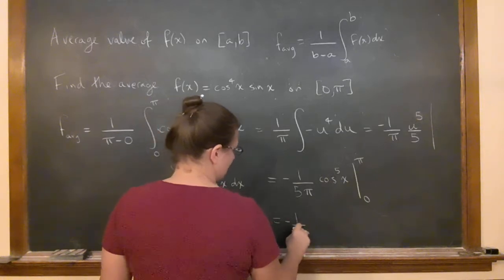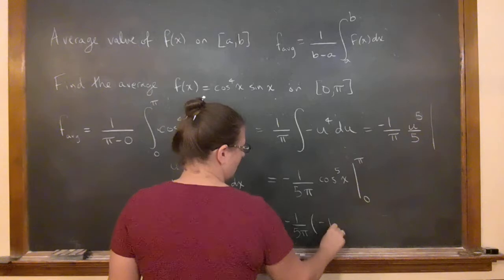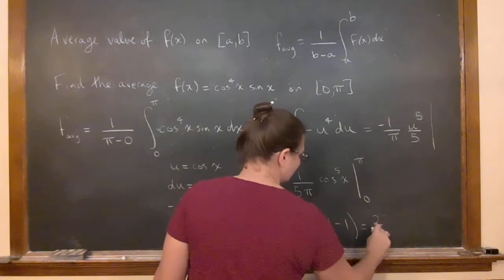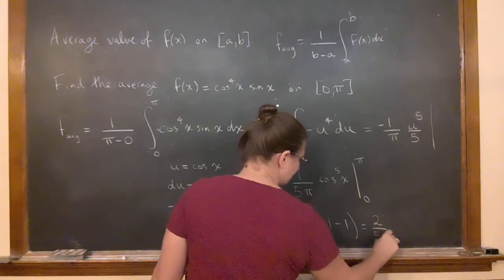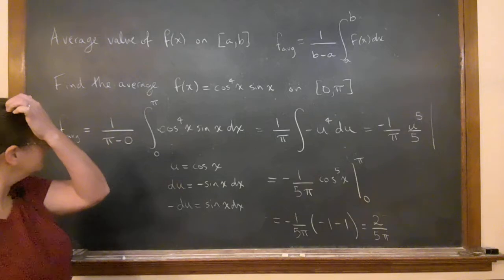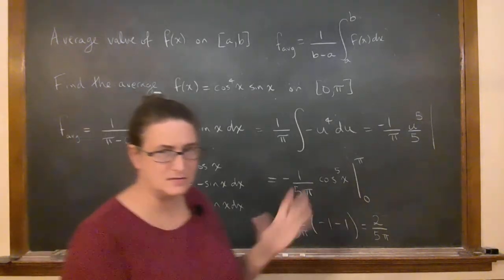So I have minus 1 over 5 pi times negative 1, minus 1. So I eventually have 2 over 5 pi. Okay, so there it is. This is very straightforward.